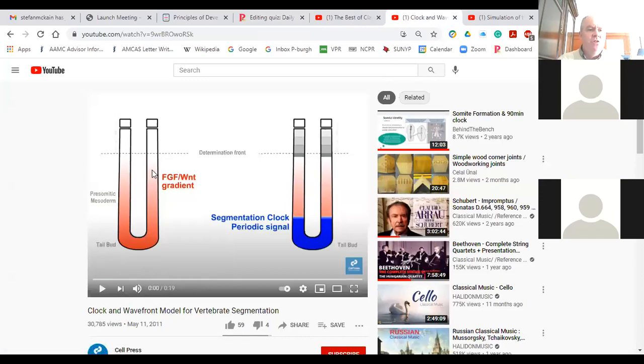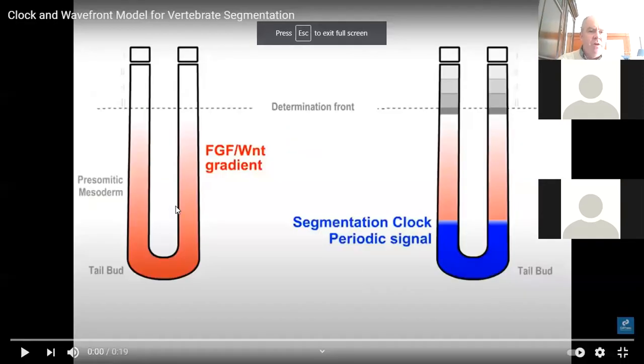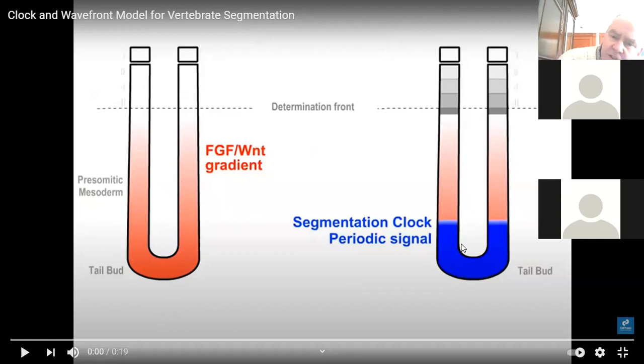Okay, so here's your, let's make it big. Here's your FGF wave. Now this is moving in this direction, right? Here is your node, it's moving down here. As it's moving down, this determination front is moving with it at the same speed. Here's that cycle of gene activation. Now, these cells are not moving with this cycle of gene activation.